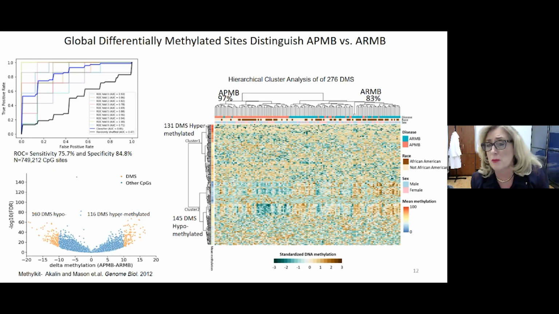In fact, 97% of the persistent infection patients on the left side, shown in the pink bar at the top, 97% of the patients were clustered according to these DMS. And on the right side, the resolving infection, 83% of the resolvers were clustered with these 276 DMS that we identified. We also found two major clusters of methylation. Again, on the upper left-hand pattern, there were 131 DMS that were hypermethylated, distinguishing persistent infection from resolving, and 145 DMS that were hypomethylated.